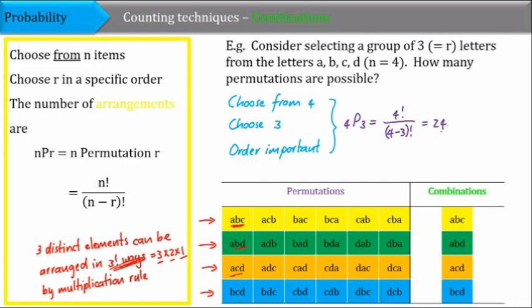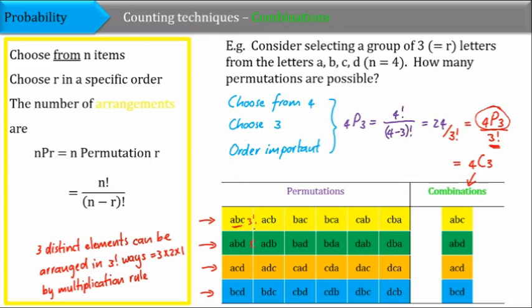Now the reason I'm looking at that is because I want to figure out how to go from 24 permutations down to 4 combinations. Well, if I take 24 and I divide it by 3 factorial, which is 6, then I get 4. And that is exactly what a combination is. For the combination, I'll take the permutation that I have, and I'll divide it by the number of ways in which I can arrange the individual elements.